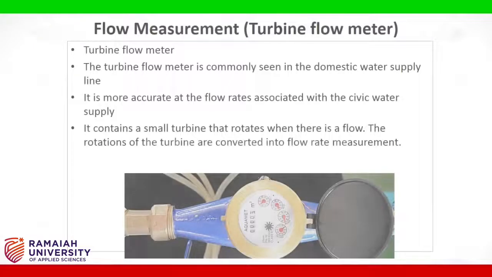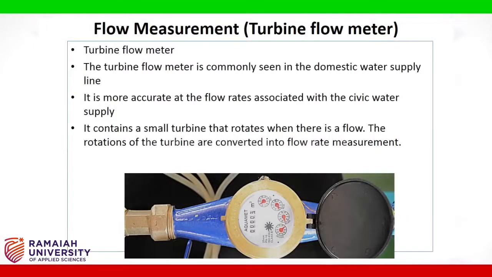Turbine flow meter. Turbine flow meter is commonly seen in the domestic water supply line. It is more accurate at the flow rates associated with the civic water supply. It contains a small turbine that rotates when there is a flow. The rotations of the turbine are converted into flow rate measurement.